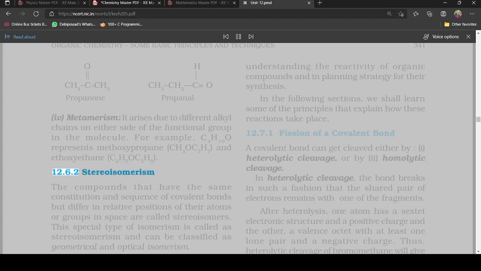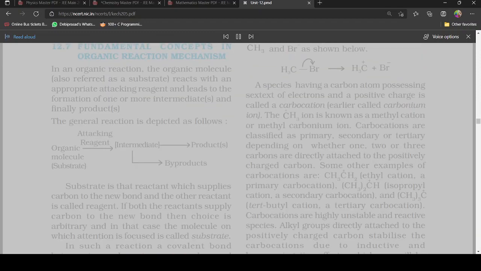12.6.2 Stereoisomerism. The compounds that have the same constitution and sequence of covalent bonds but differ in relative positions of their atoms or groups in space are called stereoisomers. This special type of isomerism is called stereoisomerism and can be classified as geometrical and optical isomerism. 12.7 Fundamental concepts in organic reaction mechanism.